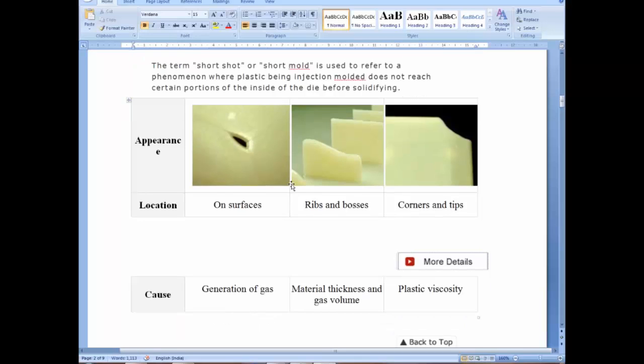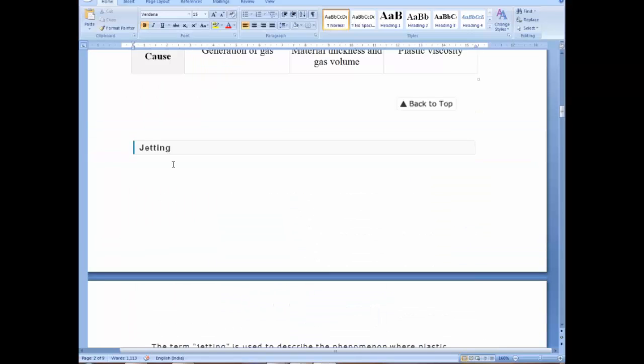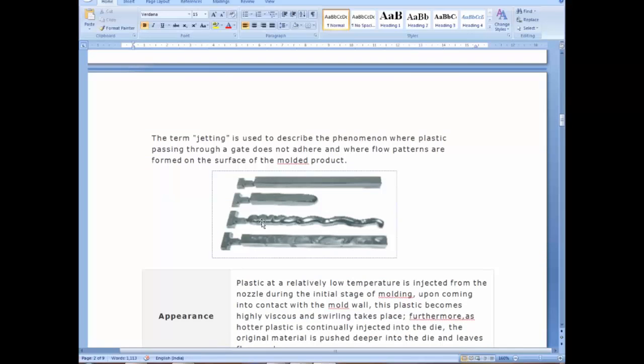So this is short. Now, jetting. You can see here the similar lines you have seen earlier, because of the flow problem, uneven flow and turbulent flow. This is because of the turbulent flow.